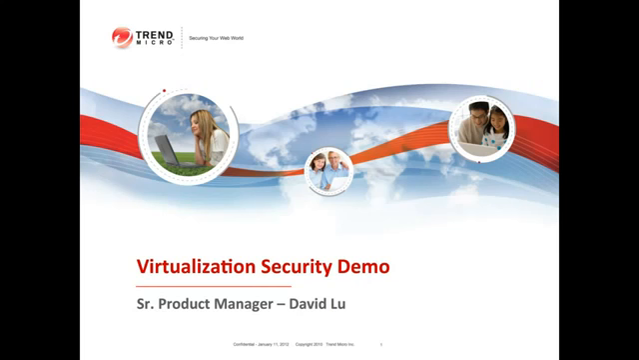I'm going to showcase Deep Security virtualization security capabilities. For VMware environments, Deep Security provides an agentless security suite comprised of agentless anti-malware, agentless IDS/IPS firewall, and agentless file integrity monitoring. I'm going to demonstrate each of these capabilities.